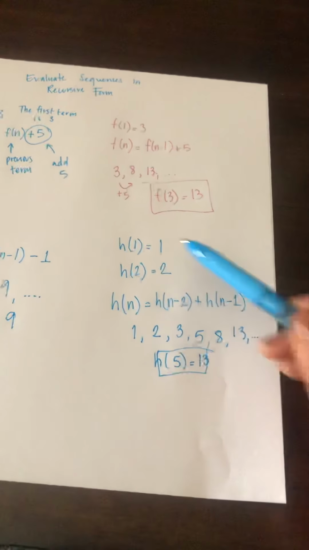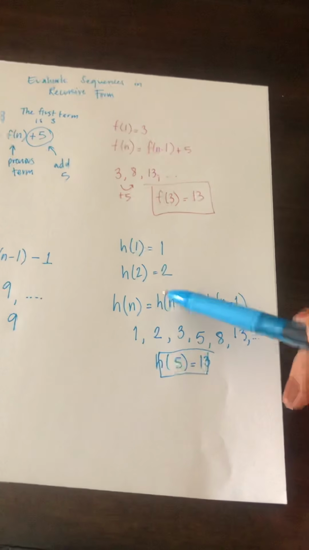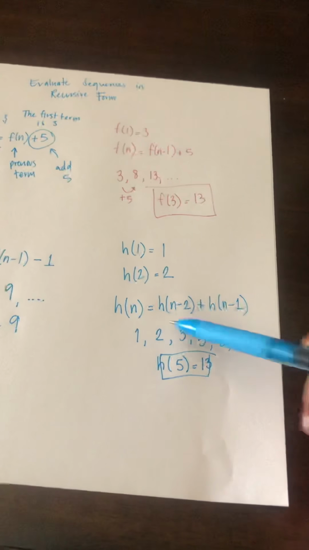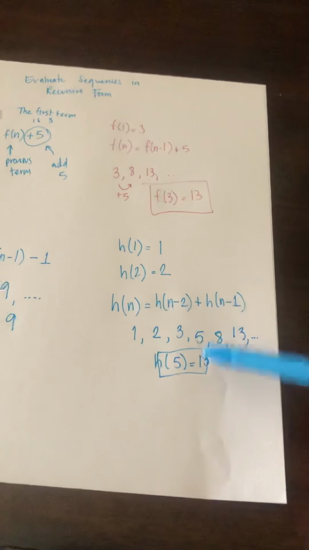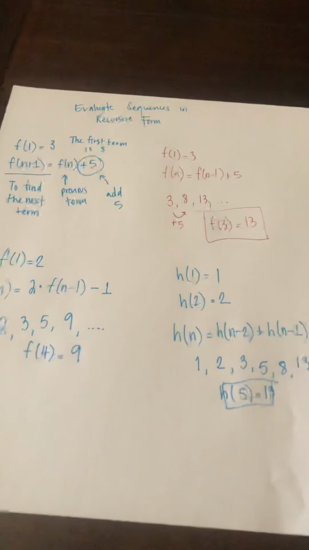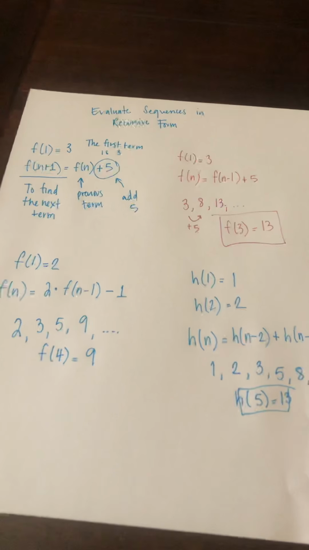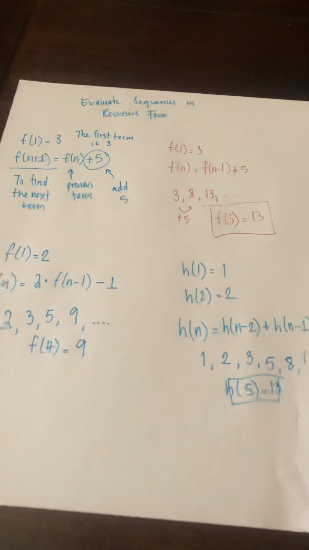But again, if you see something like this, and I think the hardest one was the one that looks like this, where you have to add the two previous terms, then this is how you would do it. So hopefully that helps. If there's anything more that I can help you with, let me know, okay?